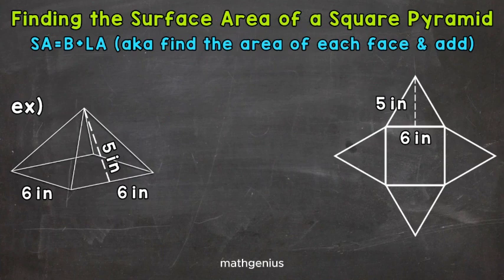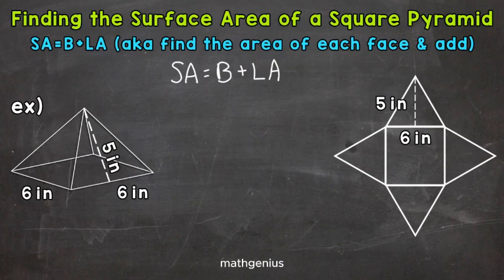The first thing that I'm going to do is write out surface area equals the area of the base plus the lateral area. That's going to get us started. Then we'll plug in our information. Let's use the net on the right of the screen to help us do this. You can think of a net as an unfolded 3D shape. It shows us all of the parts, so to speak.